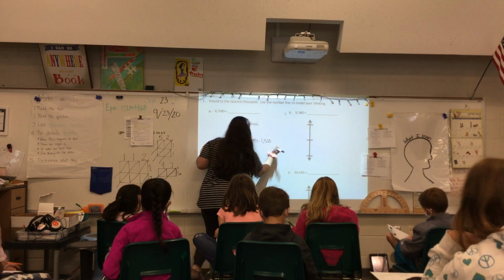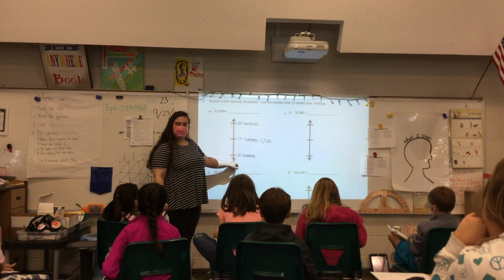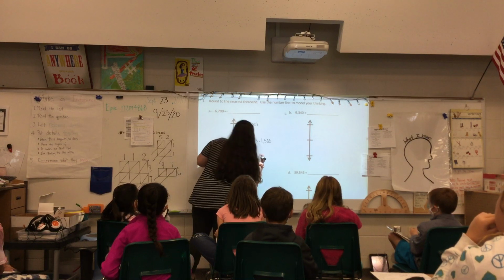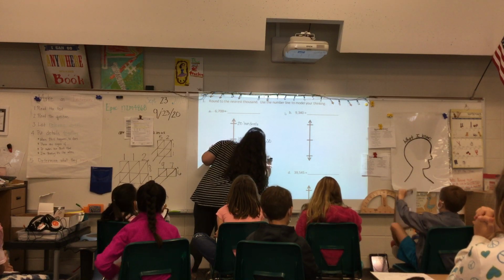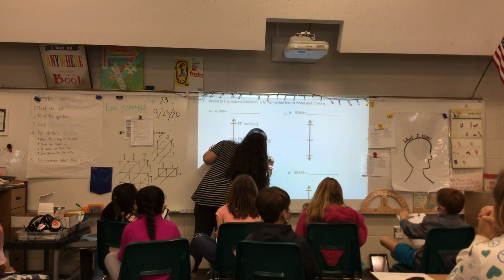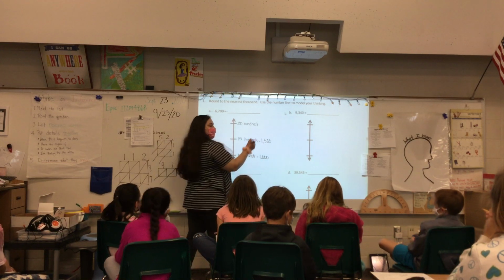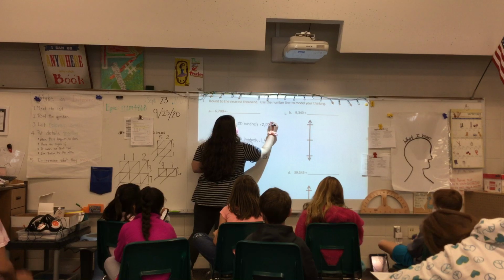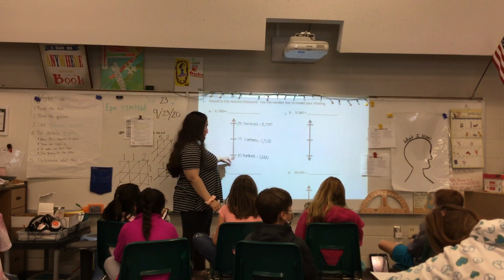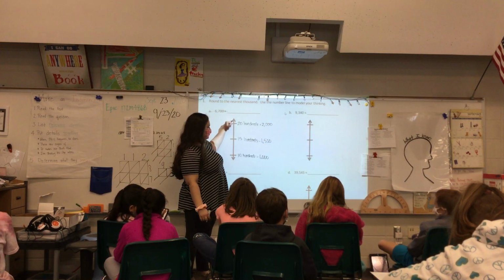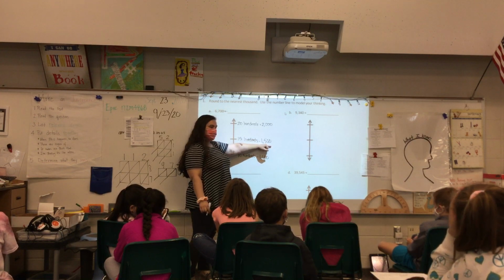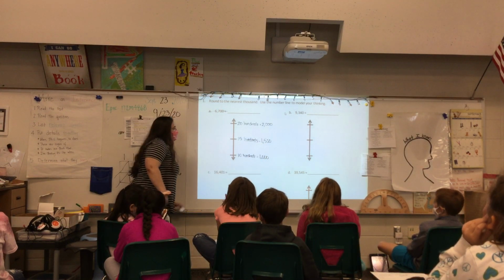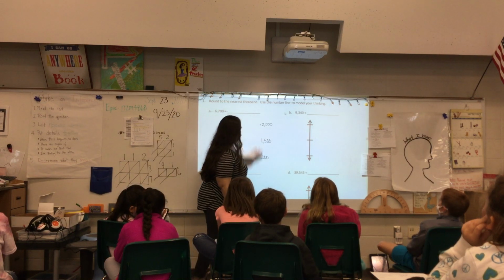And what is 10 hundreds equal to? 1,000. Right. And then Scarlett said this one is 2,000 as well. So in between 1,000 and 2,000, our midpoint is going to be 1,500. Does that make sense?